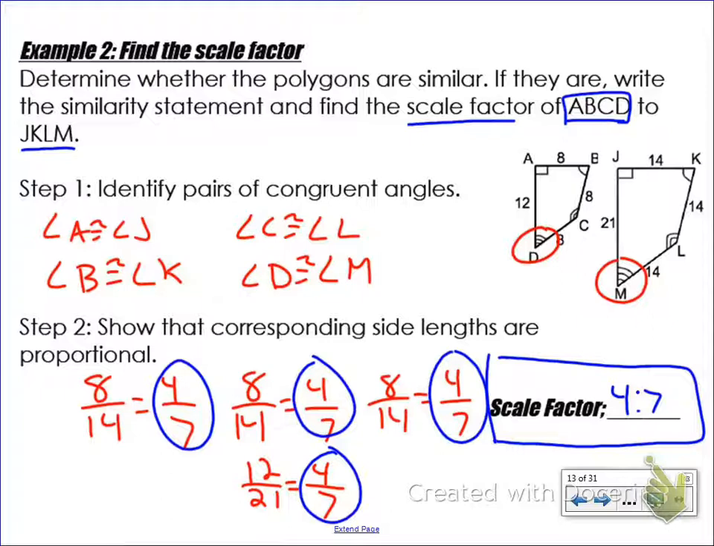You can write it like a fraction. Either way works. A lot of times with scales we write it as a colon, 4:7, or as 4 to 7 for the scale factor. Again, if I write 7 to 4, that's wrong because it's giving me the instructions to do ABCD to JKLM, which means the number relating to ABCD has to come first.